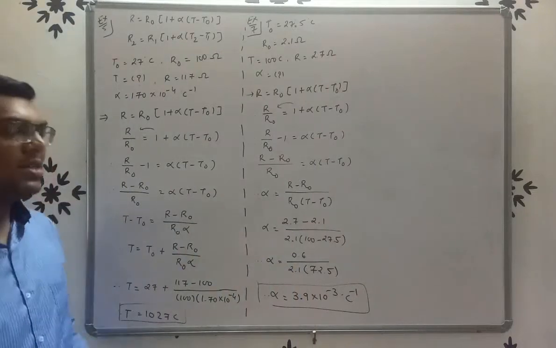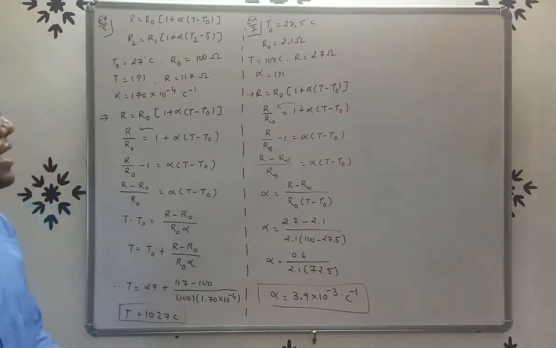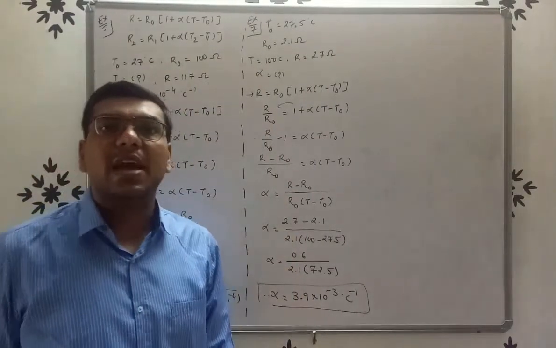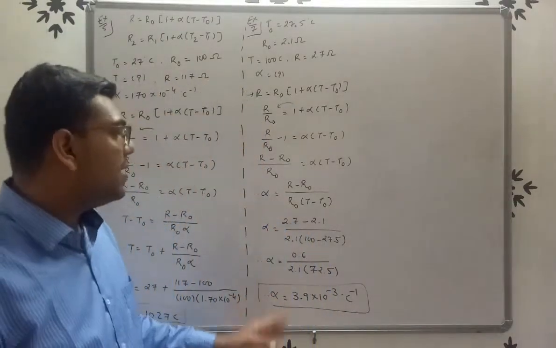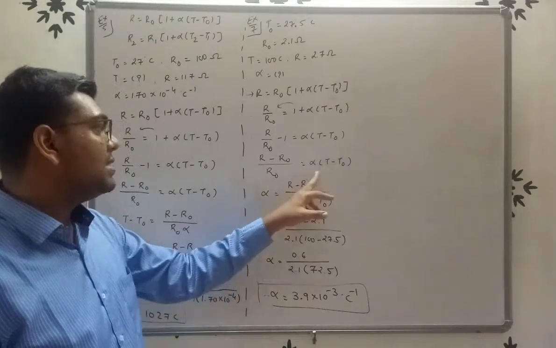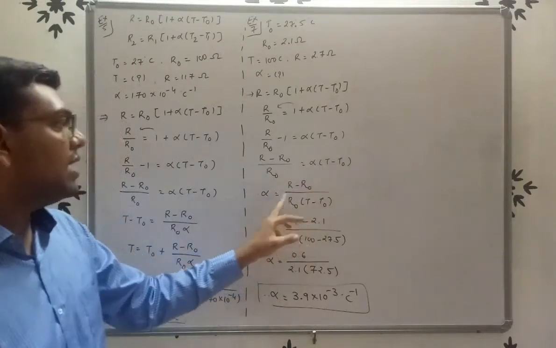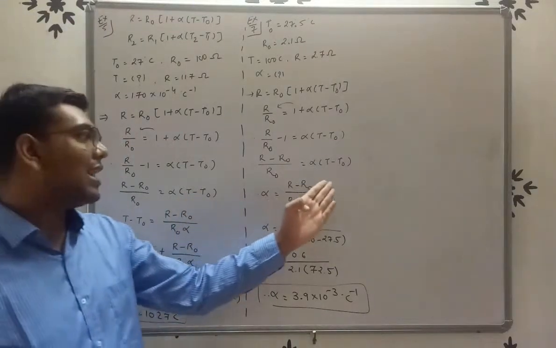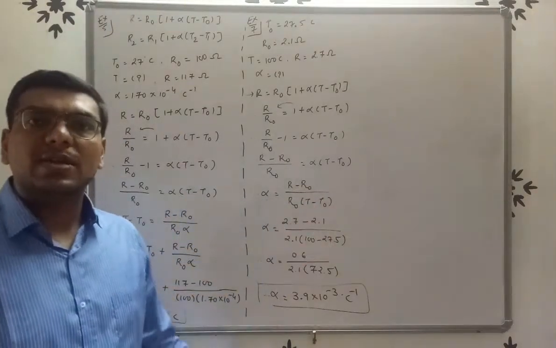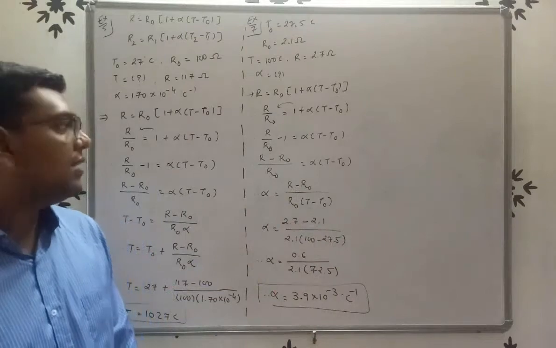Right, so simply in this example we have to find out the value of alpha. So here we formulate alpha. So we will get alpha is equal to R minus R0 upon R0 into T minus T0, and put the values of R, R0, T and T0. So easily we get the value of alpha.